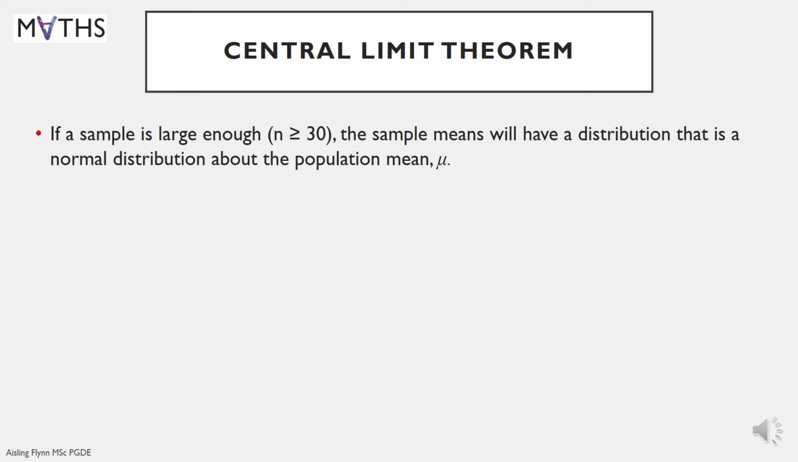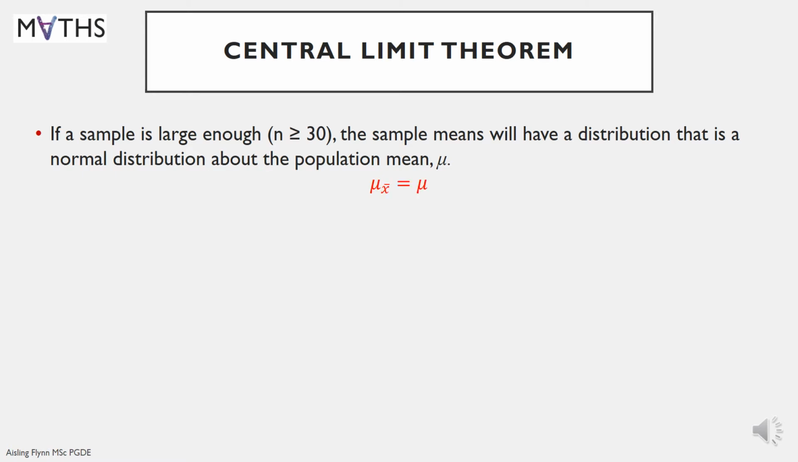If a sample is large enough, n is greater than or equal to 30, the sample means will have a distribution that is a normal distribution about the population mean mu. Okay, so we've seen that on the previous slide in those pictures. Regardless of the shape of the original distribution, if you have enough in your sample and take enough samples, then they will make a normal distribution.